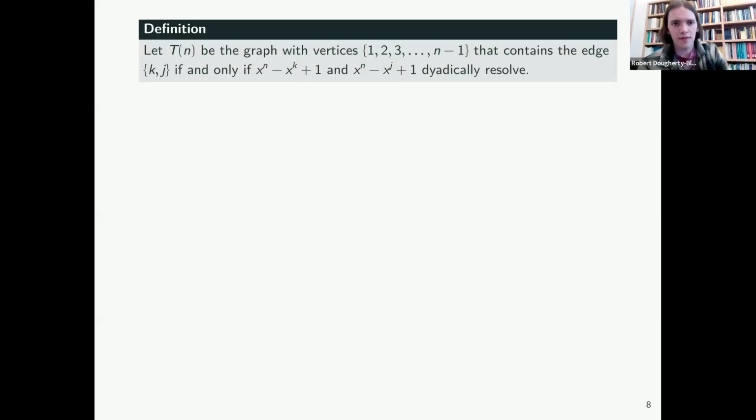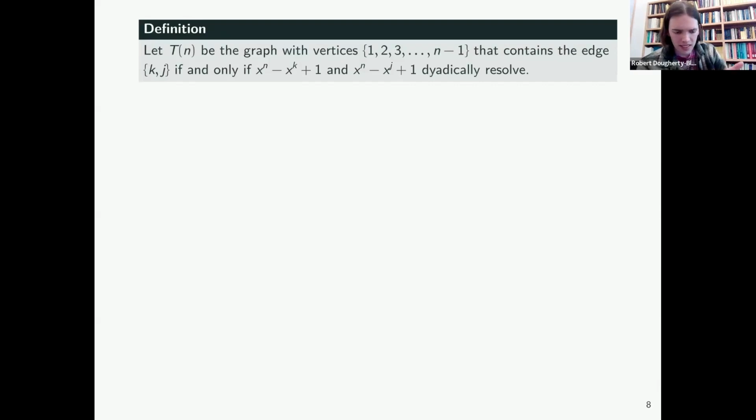So we'll define this graph called T of n. It's going to be a graph where every vertex represents one trinomial. So vertex k is shorthand for x to the n minus x to the k plus 1. And you put an edge between two vertices if they dyadically resolve.